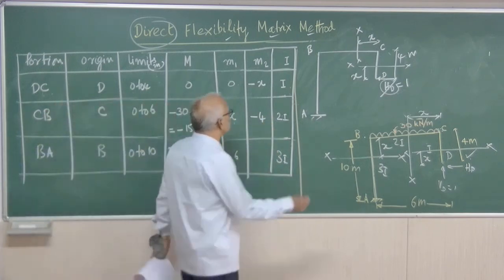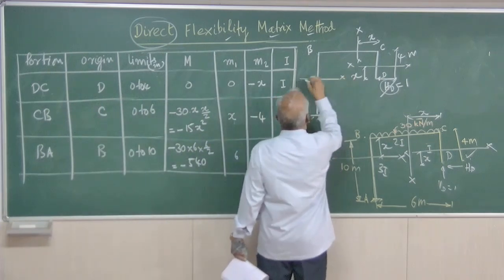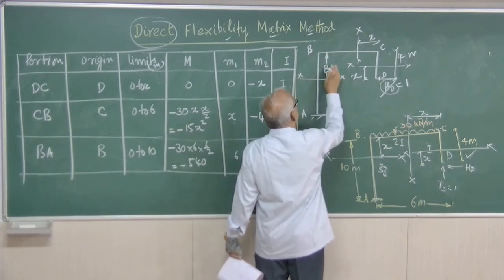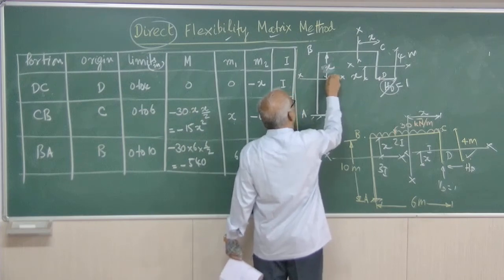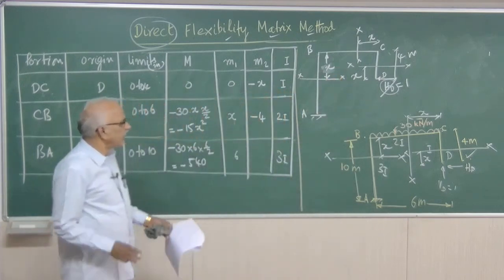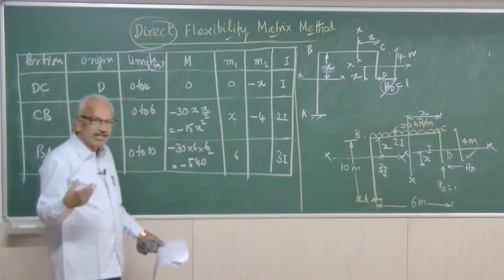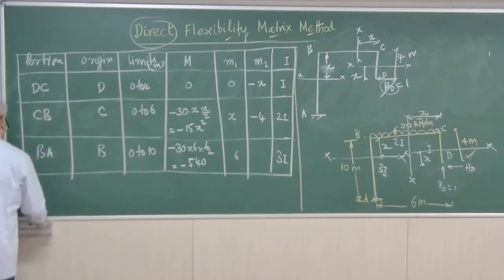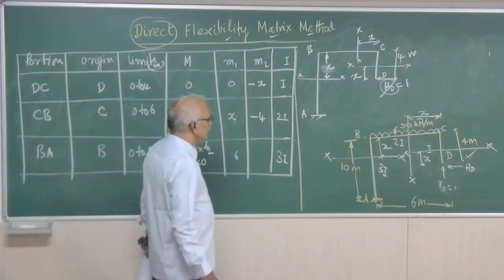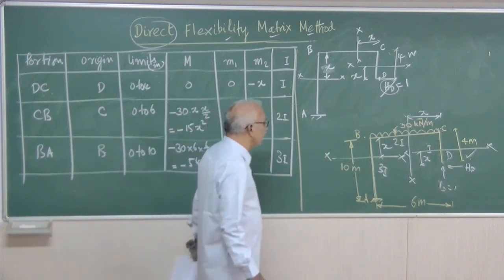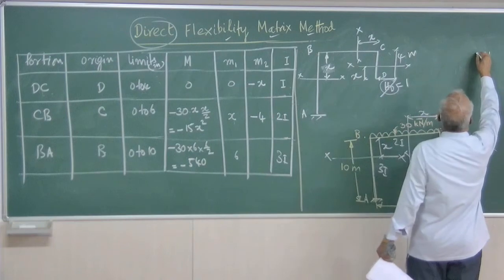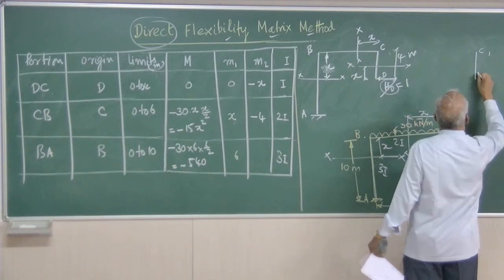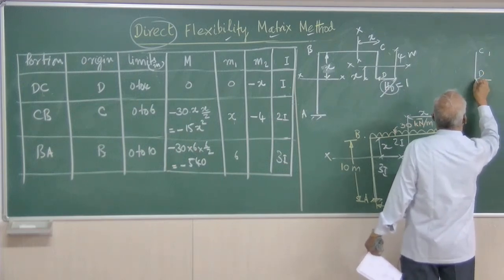Now coming to this, again measure x from B. But here, in finding the moment, there will be a little confusion to the viewers. Therefore, I will draw the free body diagram and explain how to find the moment in the portion BA. Now, this is the column DC. This is the force that is applied.